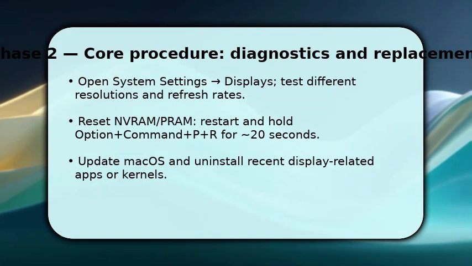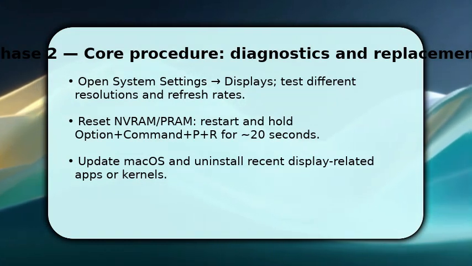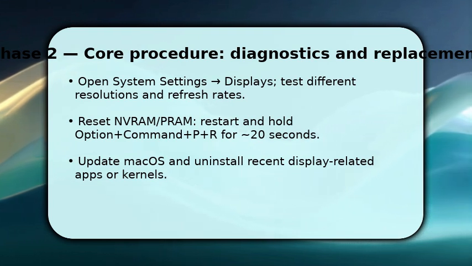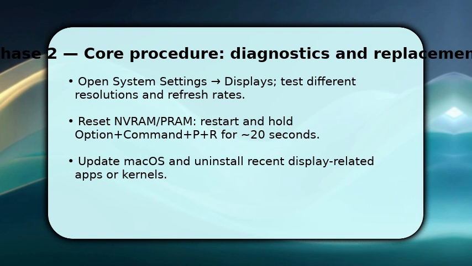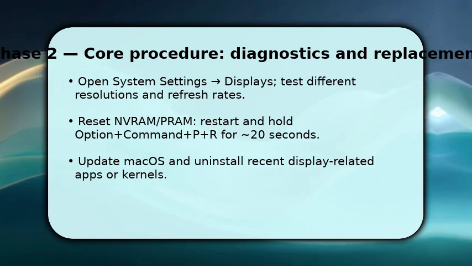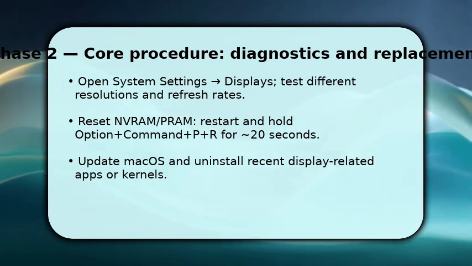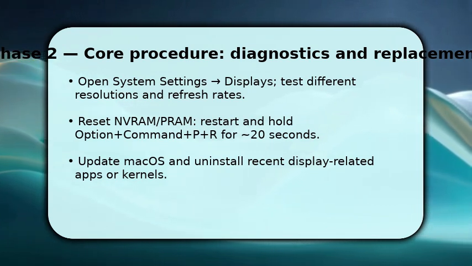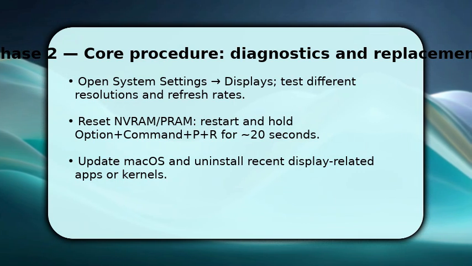Next, inspect settings and firmware that commonly cause flicker. Open System Settings, go to Displays, and try alternate resolutions and refresh rates to see if the issue stops. Then reset NVRAM/PRAM by restarting and holding Option, Command, P, and R for about 20 seconds. That clears display setting corruption.